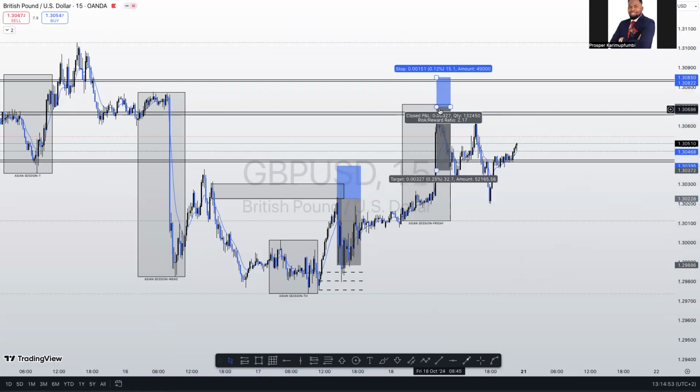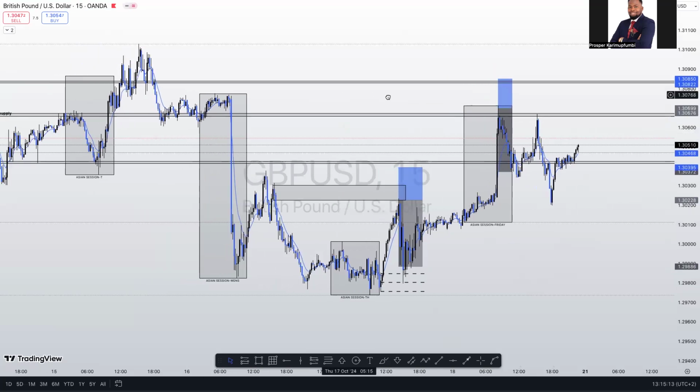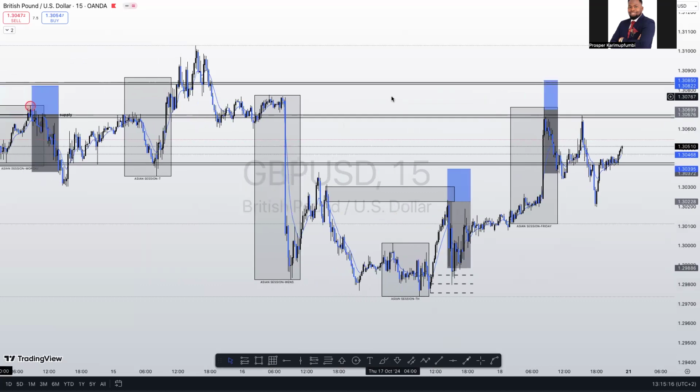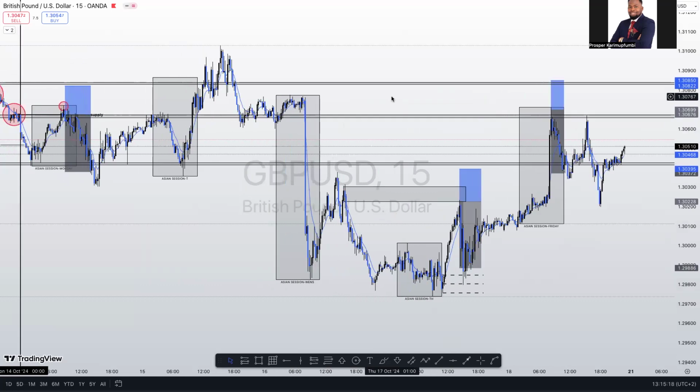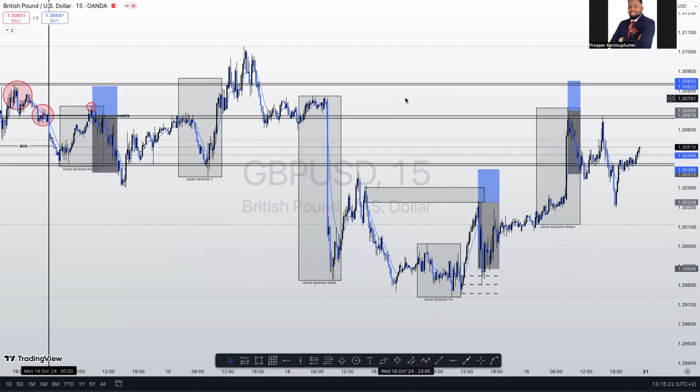So this was an opportunity again around the London Open, right? Around London Open, this was a good initiative sale that we're going to be taking, right? And this was also going to give you something like a 1:2 risk to reward ratio, right? So within this week, there were 3 good setups, right? That actually played out according to the strategy.